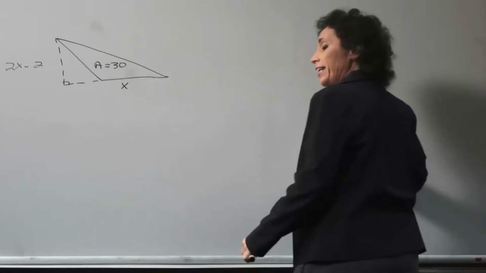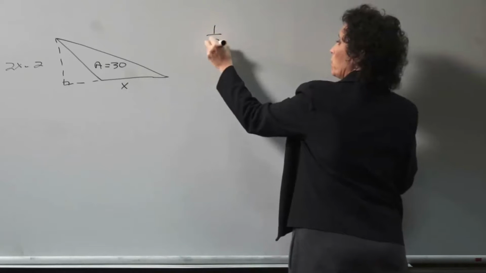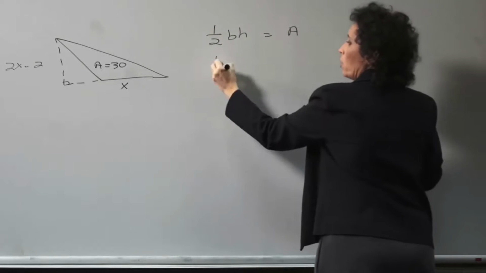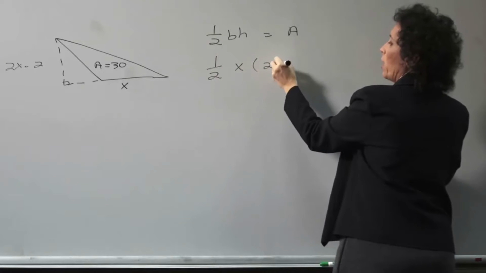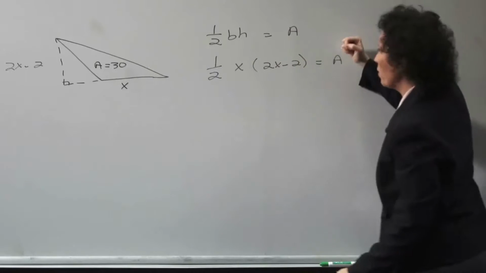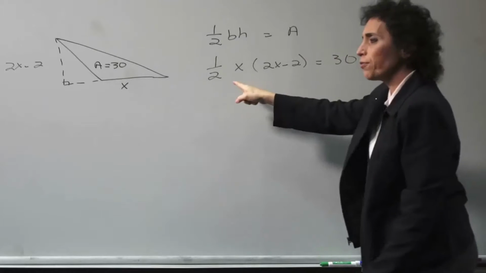Oh, you know what? As I'm doing this, I'm thinking I made this really nice for you. One half base times height equals the area. One half x times the height, 2x minus 2, equals A. Oh, and the area is 30. Sorry, let me put in 30. Now this is up to you. You can clear the fraction, but watch this.